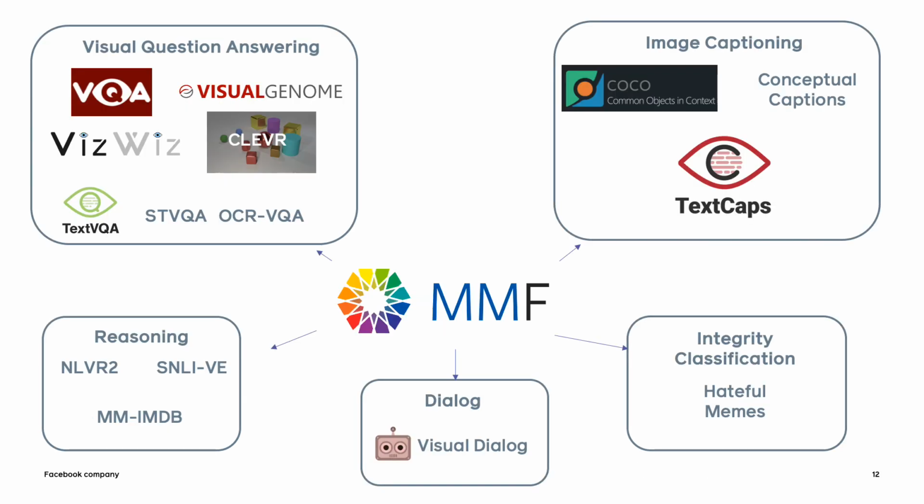MMF contains a variety of these tasks which are divided into different domains. These domains are by no means restrictive, so one task can be in multiple domains. Like SNLI-VE can be integrity classification as well as reasoning. Same for visual question answering, it can be inside VQA as well as reasoning. So we have various kinds of tasks, from visual question answering and image captioning to dialogue and integrity classification inside MMF. And we keep on adding new tasks every day inside MMF.